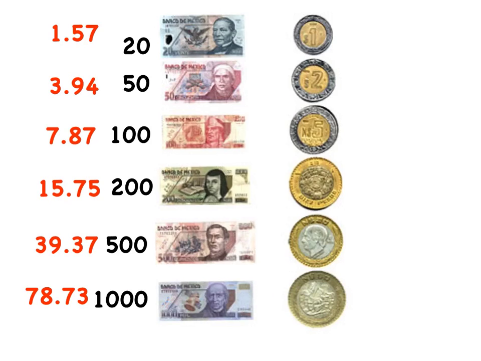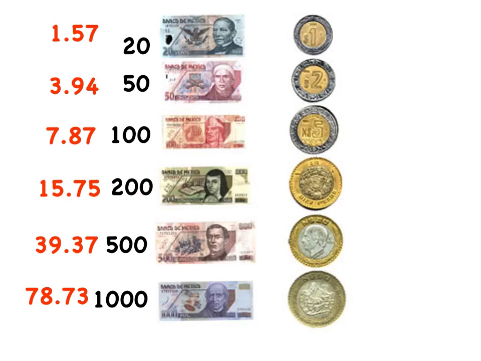So here are some common Mexican bills and coins, and so on the left-hand side we see the bills, and usually in the lower left-hand corner they're going to have the amount that they're worth. So 20 pesos is going to be like $1.57. 50 pesos is going to be $3.94. 100 pesos, $7.87.